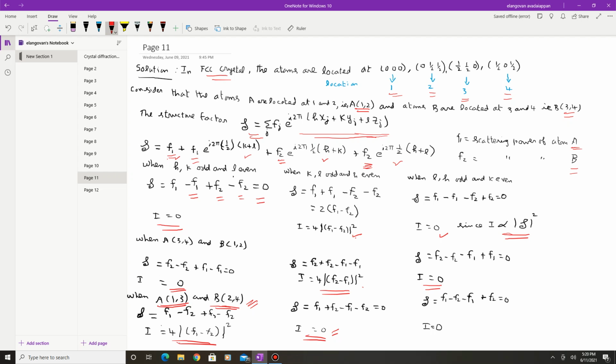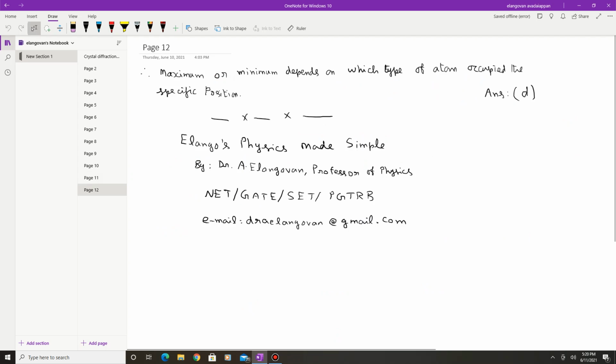And therefore this suggests that maximum or minimum depends on which type of atom occupies the specific position. So from the above illustration you can easily note that the maximum or minimum depends on which type of atom occupies the specific position. So option D is the correct answer.